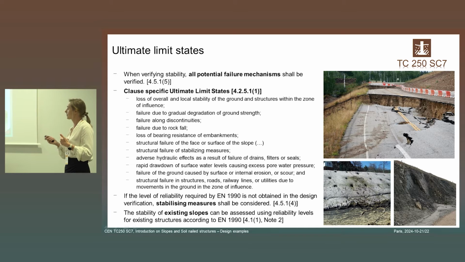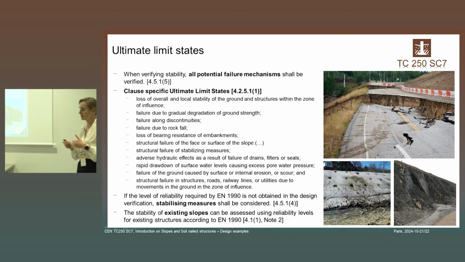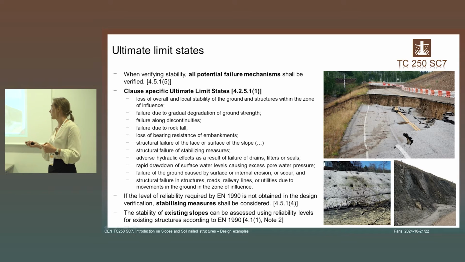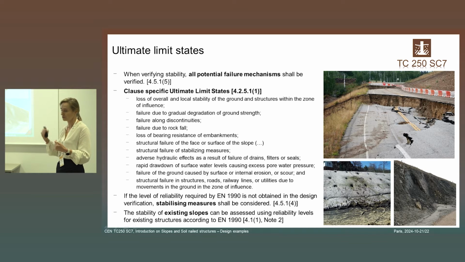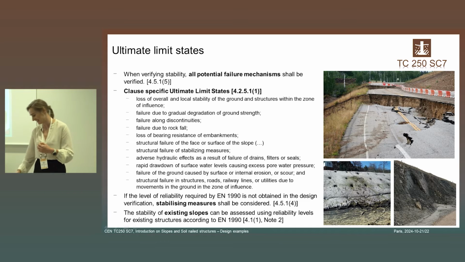When it comes to verification of limit states, firstly, all potential failure mechanisms shall be verified. There is also a long list of potential limit states to be considered, but actually I do not think there is something new. Obviously, if the level of reliability is not met, we shall consider some stabilizing measures. And also, the stability of existing slopes is now clearly referred to reliability levels in Eurocode EN 1990.